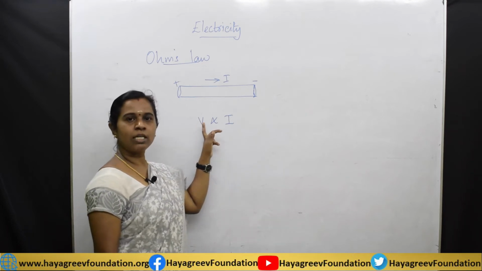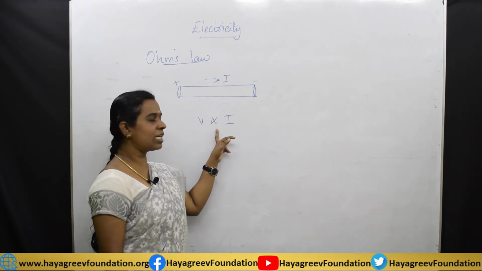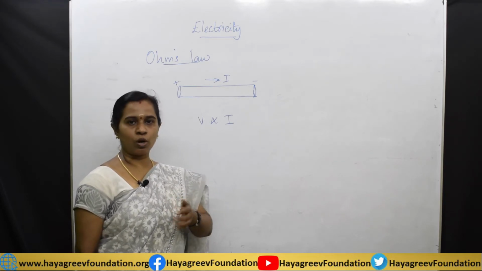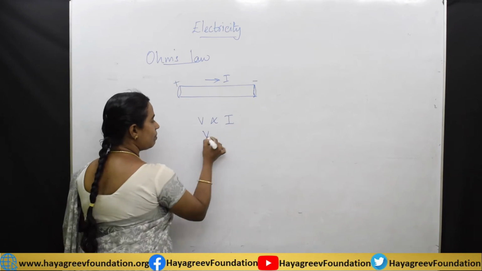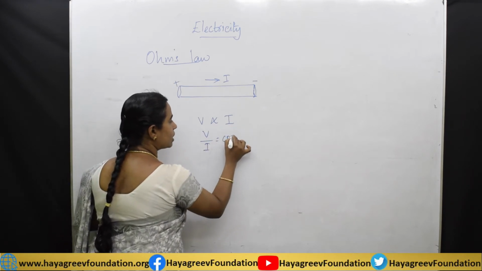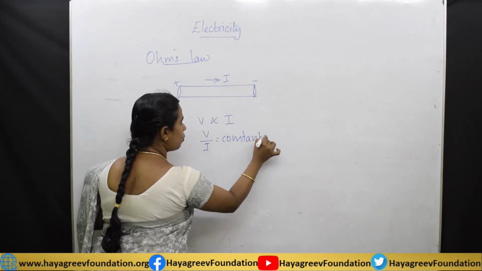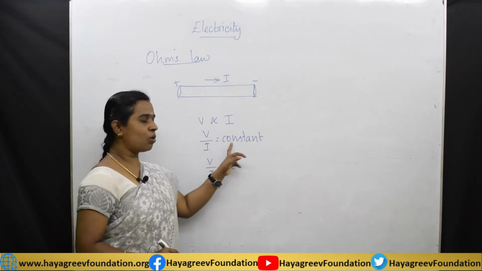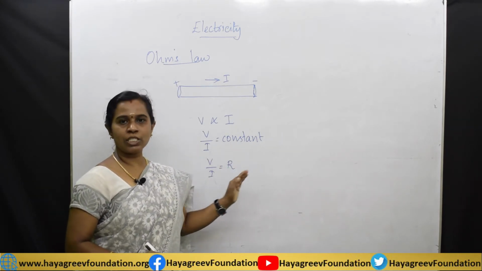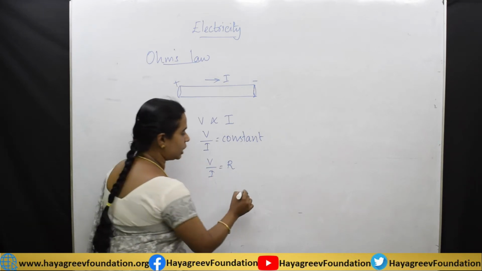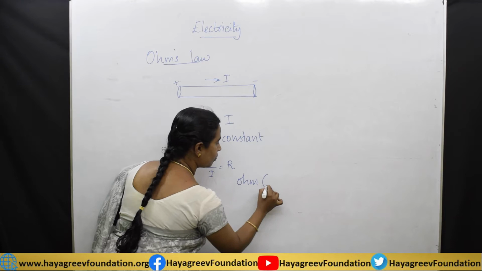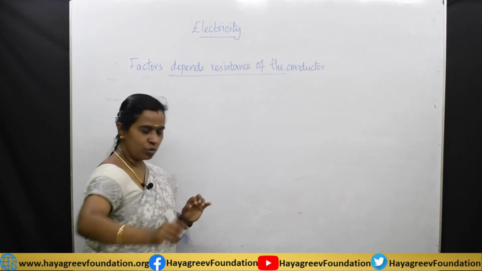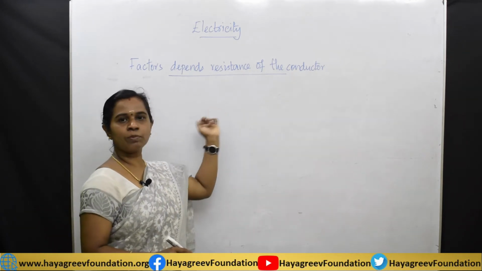Potential difference across the ends of the conductor is directly proportional to the current flowing through the conductor, provided the temperature is constant. So now V by I equals a constant. This constant is nothing but resistance. The SI unit of resistance is the ohm, represented by the symbol ohm. That's it. This is a very important topic, and twisted model questions will be asked from it.